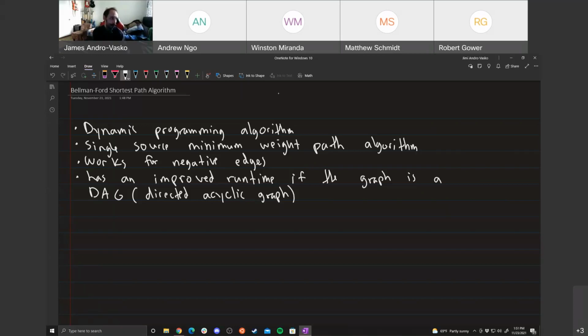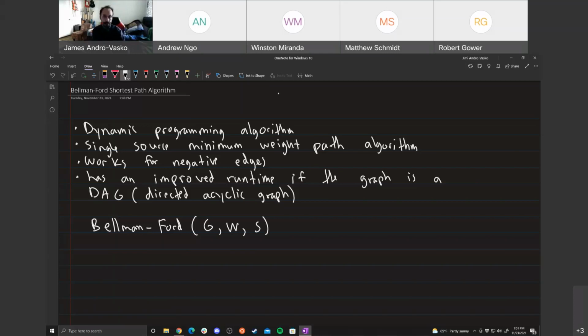So let's go ahead and draw the pseudocode for this algorithm. I'm going to write this out. We're going to have Bellman-Ford, so that's going to be called, and we're going to pass in the graph, W and S. W is going to be that weighted array.